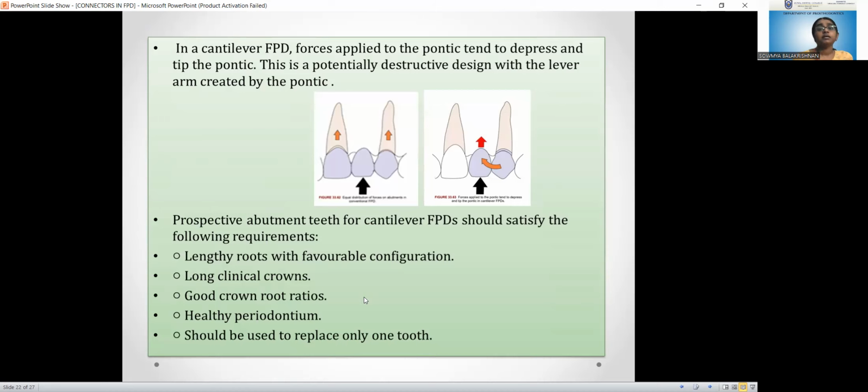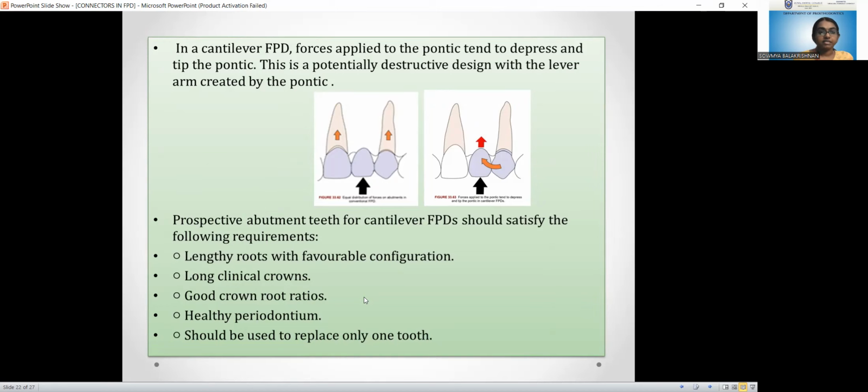But this is a potentially destructive design with a lever arm created by the pontic. So it is of great importance when you plan a cantilever FPD. If we give a cantilever FPD in every situation, in the long term the pontic will depress and tip, so finally our prosthesis will fail.